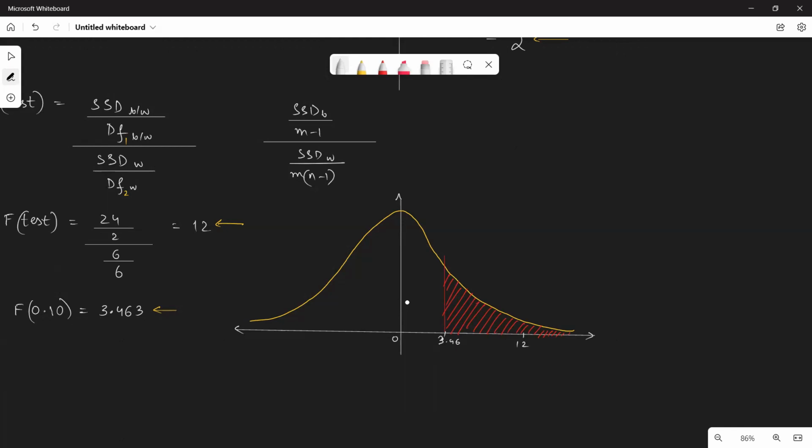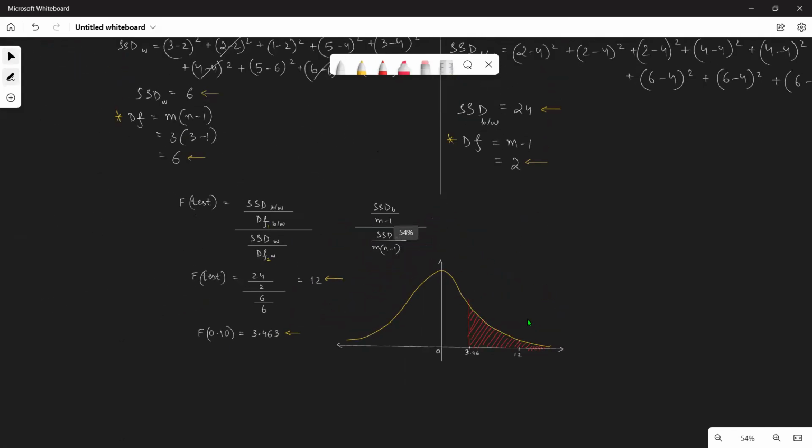Okay, this is how you solve problems with respect to ANOVA. Just observe this once, whatever we have done from the beginning.